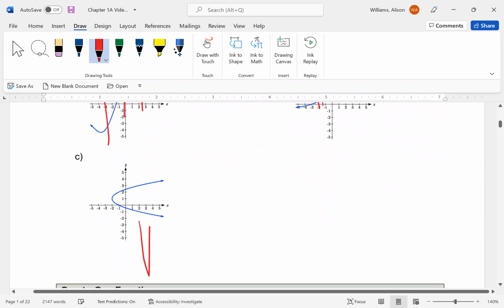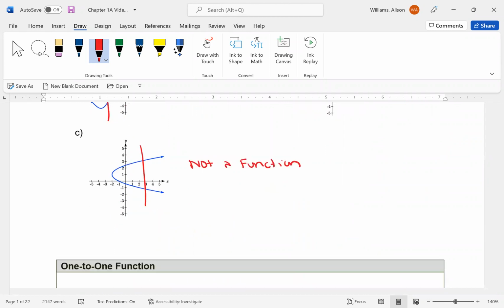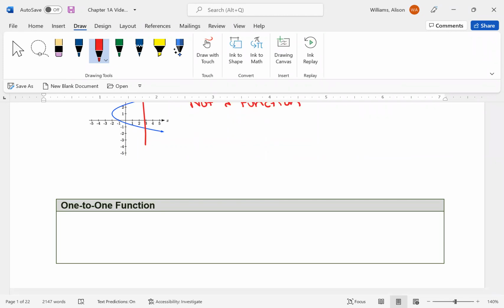All right, let's look at this one. No, not a function. Oops, sorry, I bumped the screen while I drew and it got mad. Not a function. It hit twice. All right, now there is a rule that worries about the outputs repeating in like a table. Okay, that's the one-to-one rule.